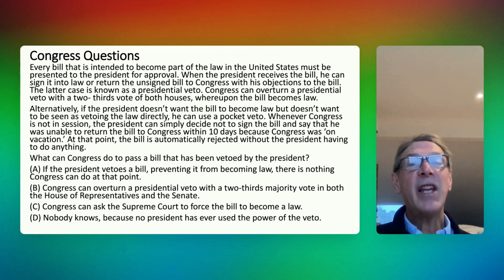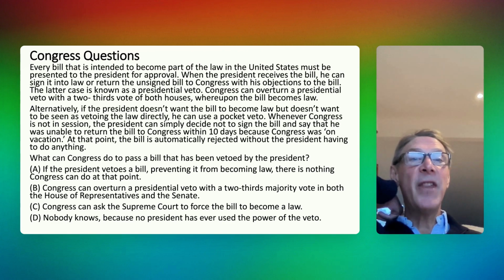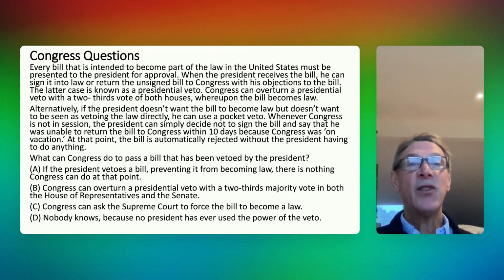When the President receives the bill, he can sign it into law or return the unsigned bill to Congress with his objections to the bill. The latter case is known as a presidential veto. So if Congress has an idea, they want this to become law, if the president doesn't like it, he can refuse to sign it and give it back and say, no, that we call that a veto.